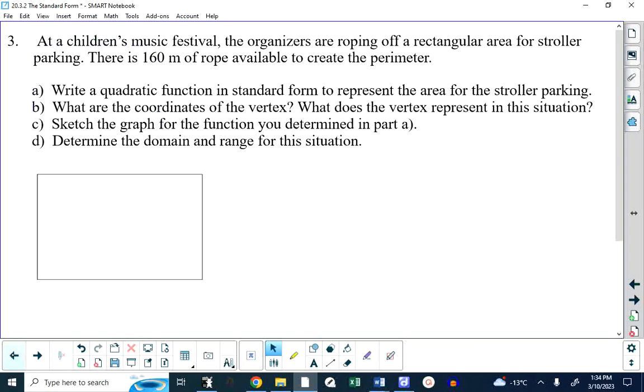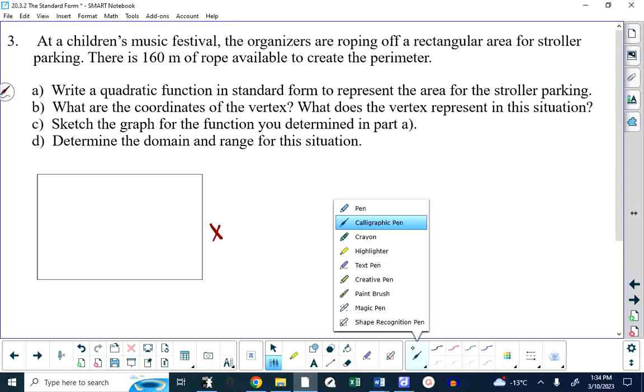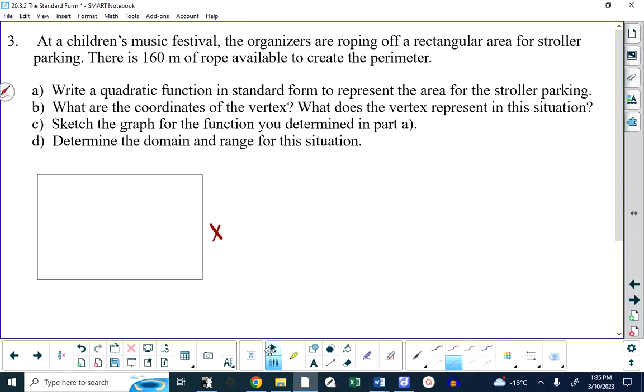It says, write a quadratic function in standard form to represent the area for the stroller parking. I'm going to call one of these sides x because since time immemorial, we've used x for the unknown. The only problem is the length of it is a different variable than x. And I suppose what you could do is call this some other letter like L for length. Or what you could do is reason out that this has to be 80 minus x. And I'm going to show you algebraically how we get that.